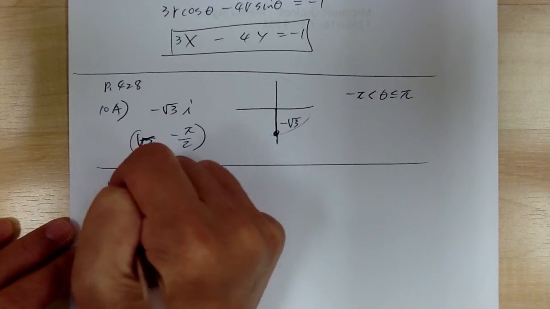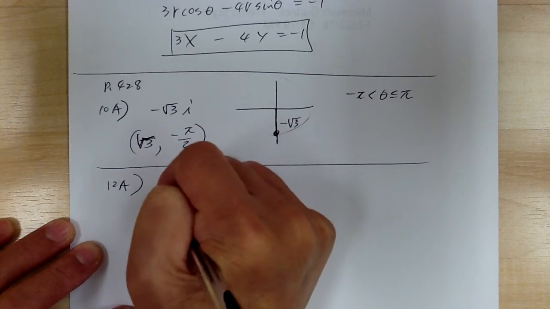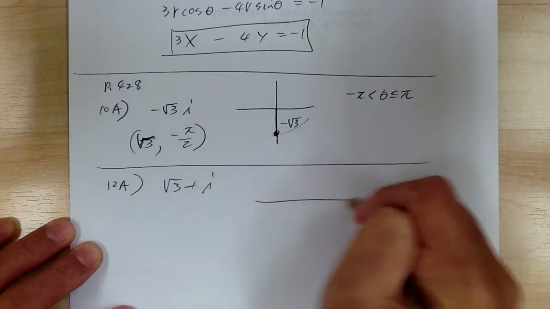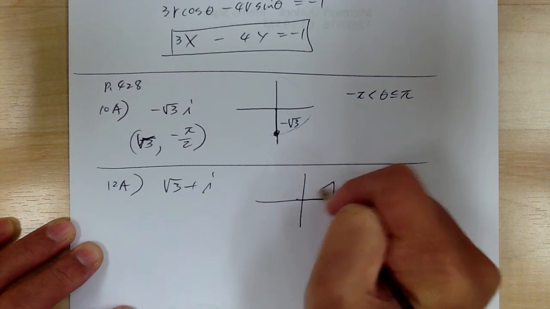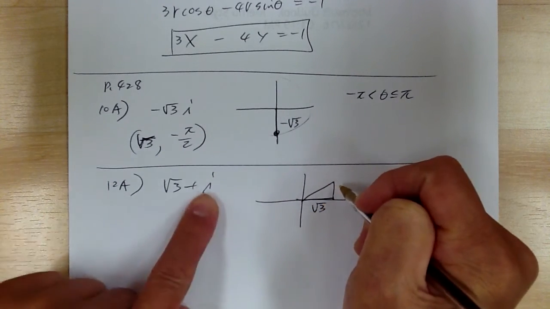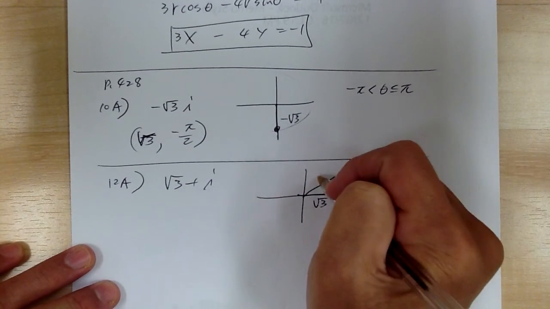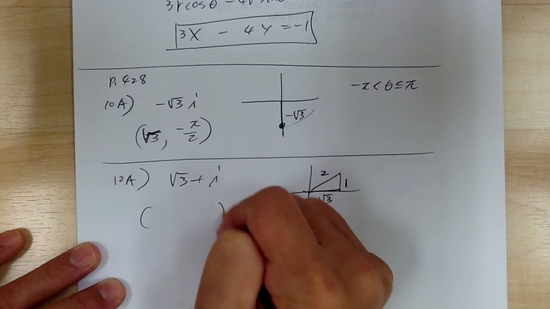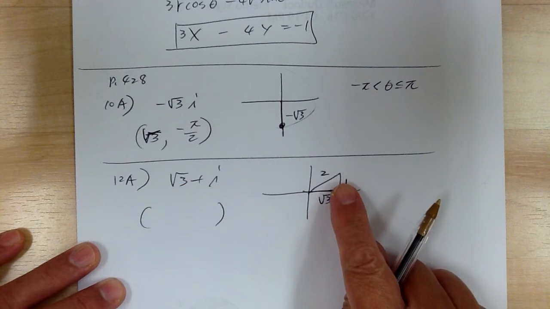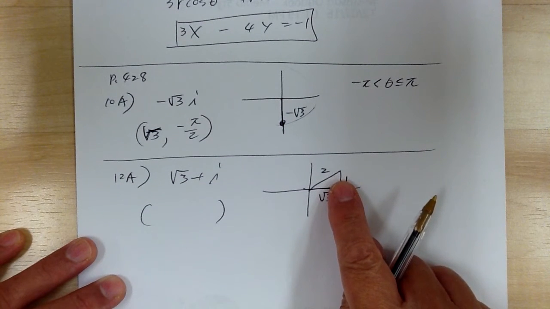And let's go to 12a. In 12a, you have square root of 3 plus i. So sketch it out. So square root of 3, and this is 1i, so it's 1. Again, i is just a direction. So from here, you're going to get 2.